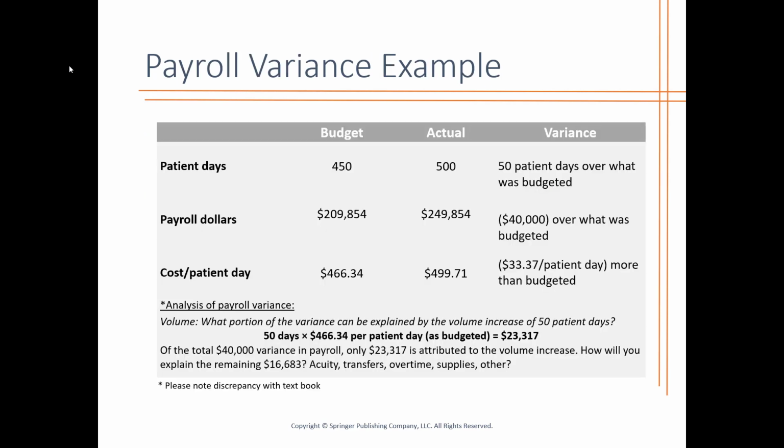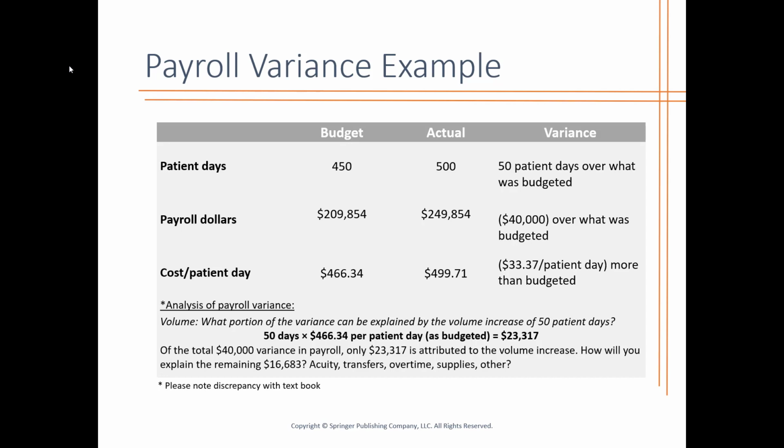An example of a payroll variance. In this example, there were patient days. This is the number of days that we anticipated on the budget, which was 450 patient days. The actual was 500. So there was a positive variance of 50 patient days over the budget. Payroll dollars were budgeted at 209,854, and there was actually 249,854. So it was $40,000 over budget, or a negative variance.